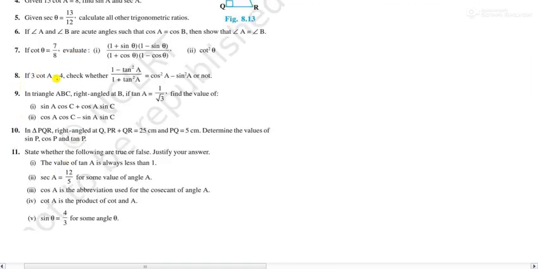So where is our, sorry, 8 is done, right? Moving to question number 9. In triangle ABC, right angled at B, if tan A is equal to 1 by root 3, find the value of sin A cos C + cos A sin C. Okay. So again, no need of panic.